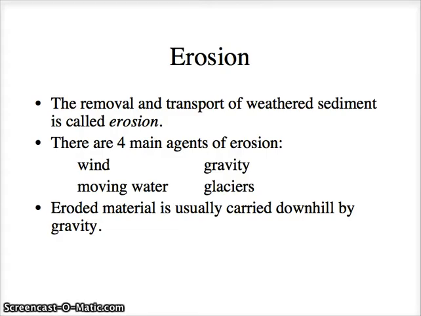So the removal and transport of weathered sediment, we call that erosion. And there's four main agents of erosion. There's wind, there's moving water, there's gravity, and there's glaciers. And eroded material is usually carried downhill by gravity.